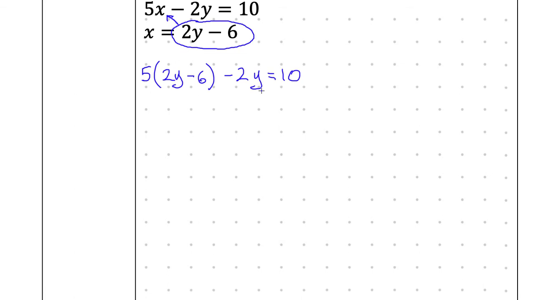Kira? You have to distribute the 5. All right, so tell me what to write then. So it would be 5 times 2y equals 10y minus 30 in the parentheses. Yep, and then I'm going to keep writing what's over here, right? Minus 2y is equal to 10. Yeah, perfect. Thank you. I'll take your card.